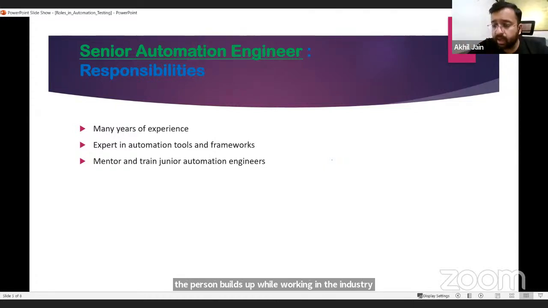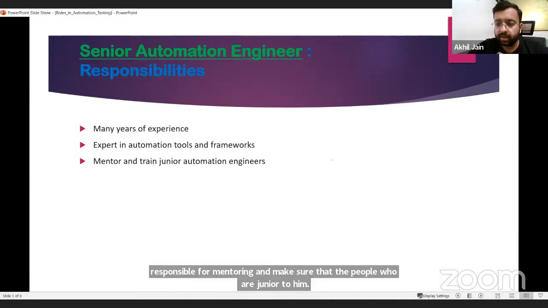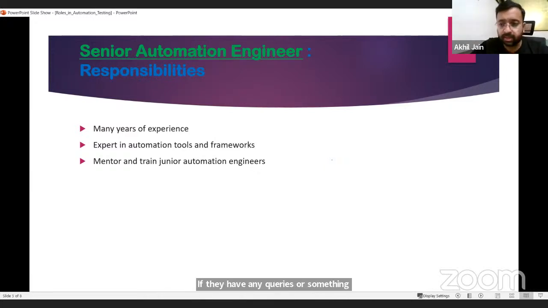One more thing which this person is responsible for: as I said, he is responsible for mentoring and making sure that the people junior to him, if they have any queries, find the person approachable, and he can guide them with the right context and unblock them, right?